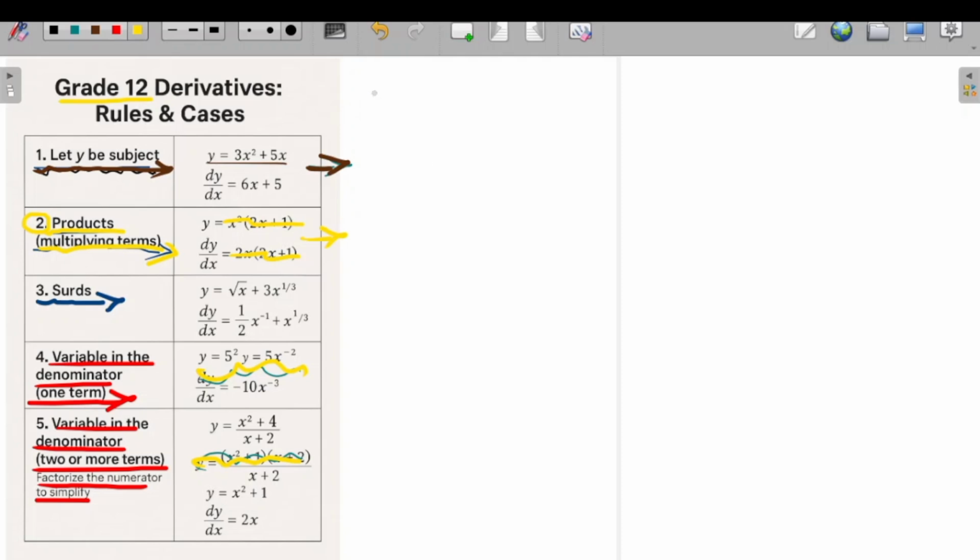So I have a question. When we need to find the product first, let us say we are given y is equal to 3x squared times 4x cubed.